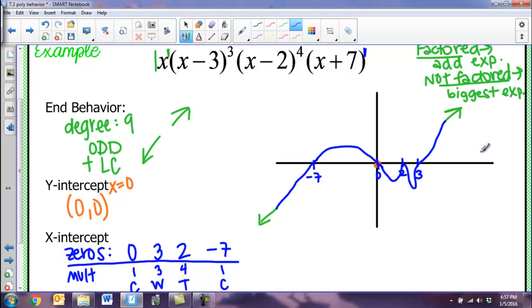So if you notice, this is not drawn to scale. I don't know what my maximum y values are, so I didn't even label my y-axis, and this is just a rough sketch. Doesn't have to be perfect, you just get the idea. Make sure you label your zeros out and make sure I can tell very clearly what the end behavior looks like.